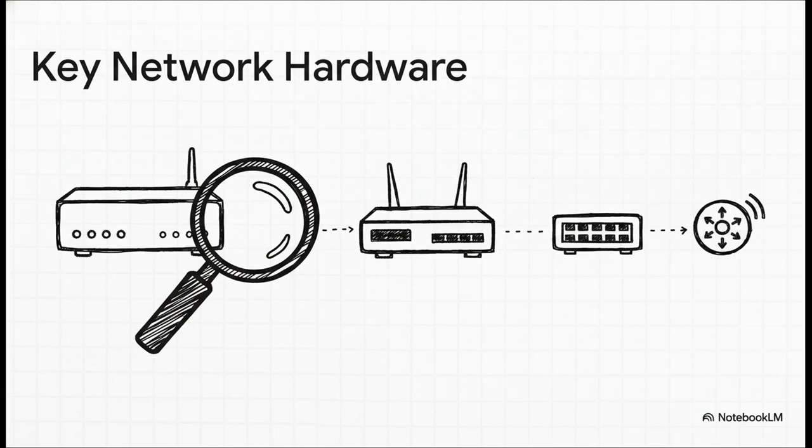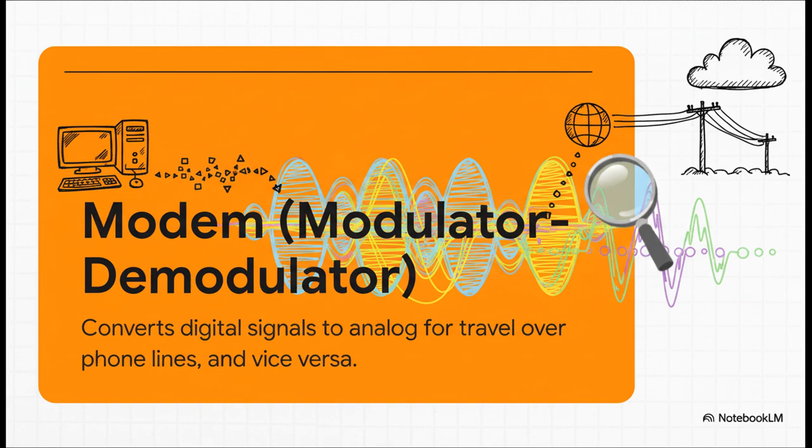I bet you've seen a few of these boxes sitting around your house. Every single one has a job to do, but for your home internet, we're going to focus on the two big ones, the translator and the traffic cop. First up, the modem. The easiest way to think of a modem is as a translator.